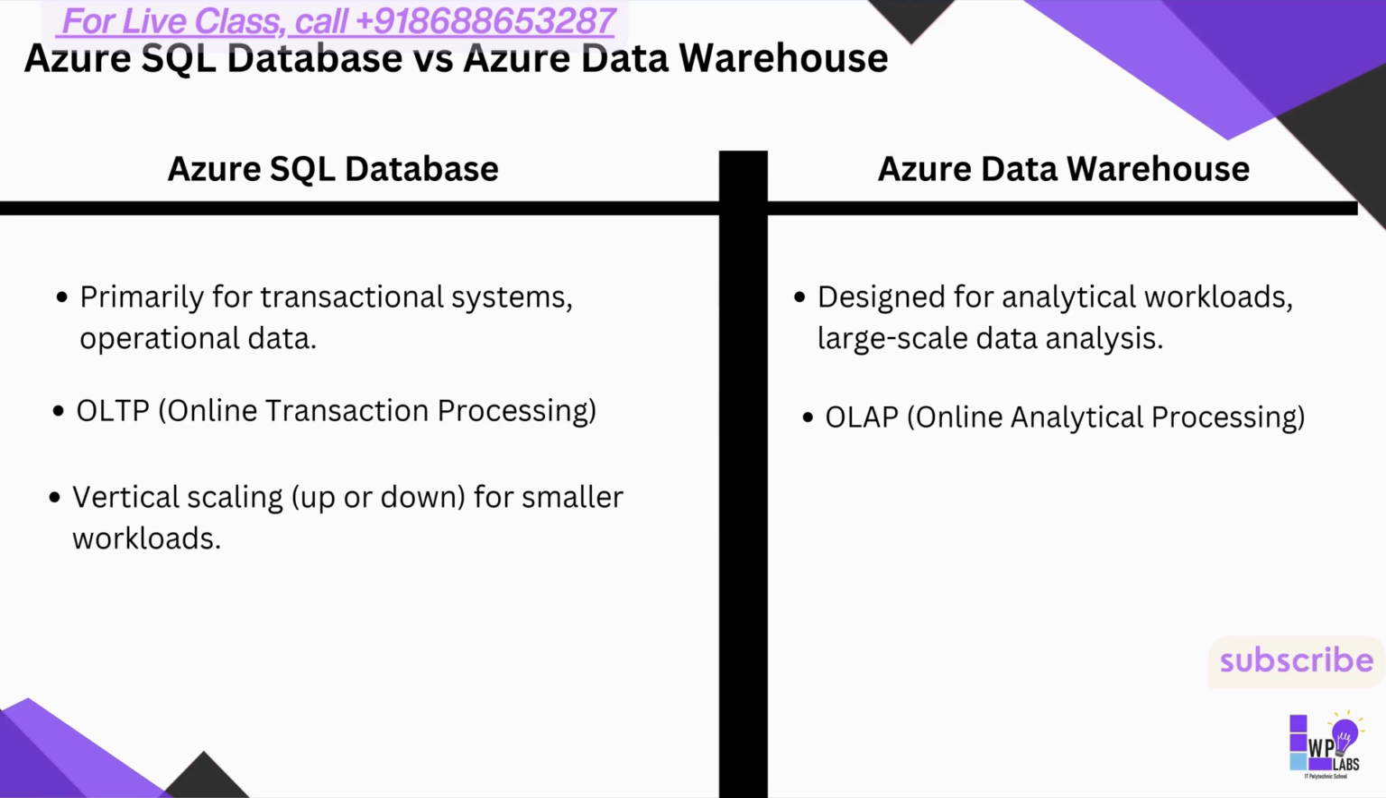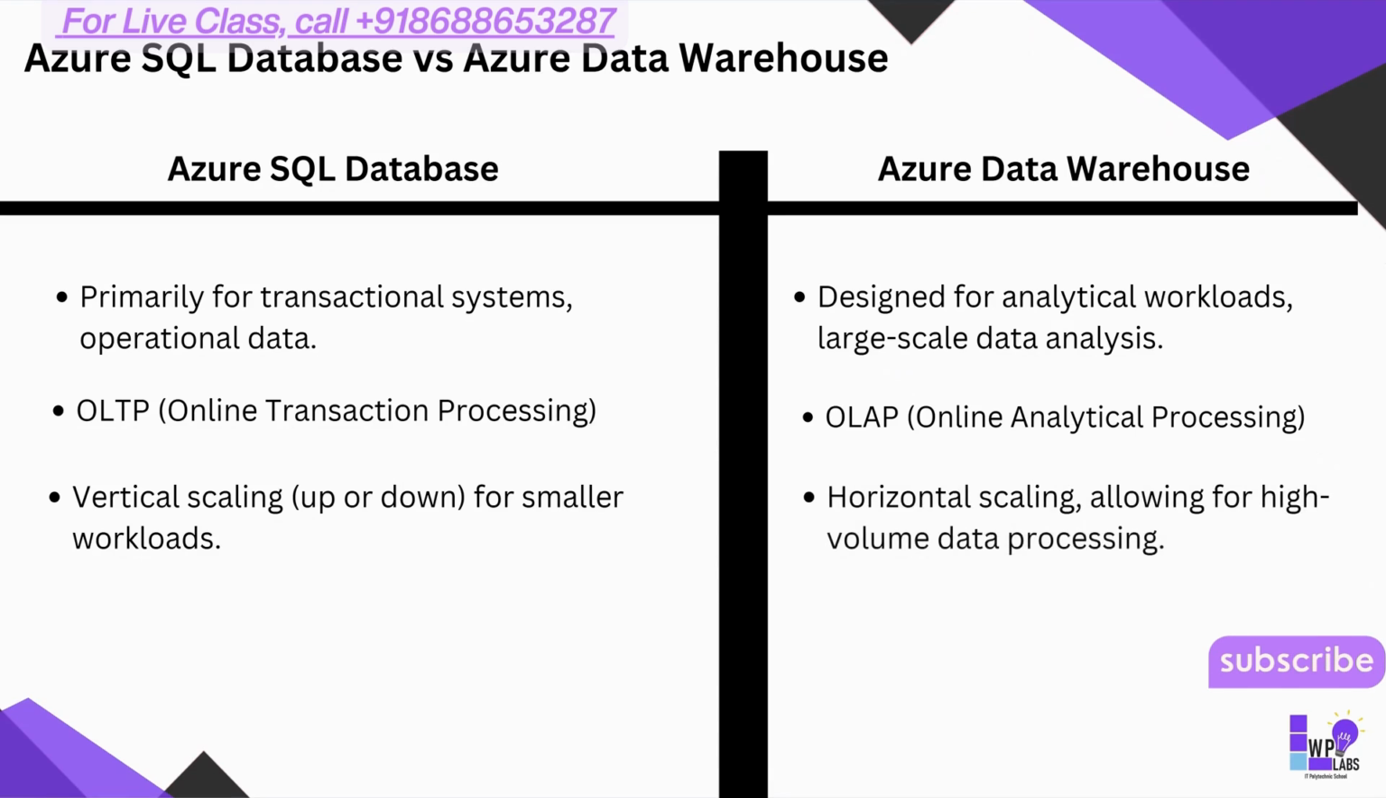Then we have vertical scaling. This is the scalability, which can go up or down for smaller workloads. This means a single server or system can be made more powerful by adding more resources, either memory or power. Then for Azure Data Warehouse, we have horizontal scaling, which means more servers share the workload instead of only a single server, so it will be more powerful.